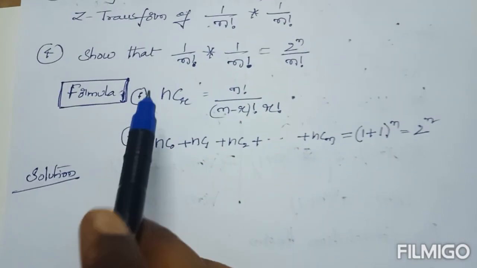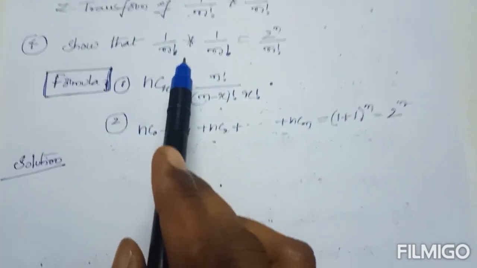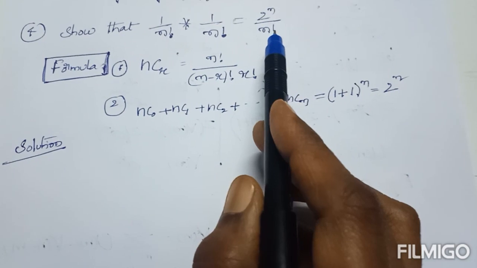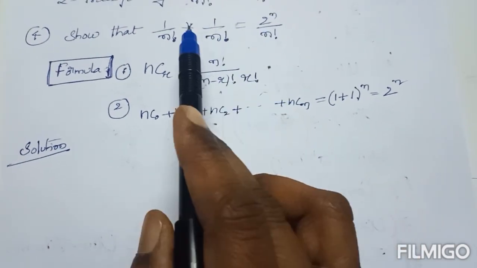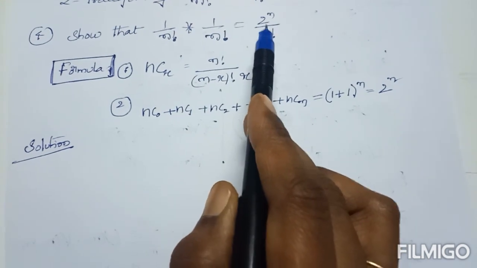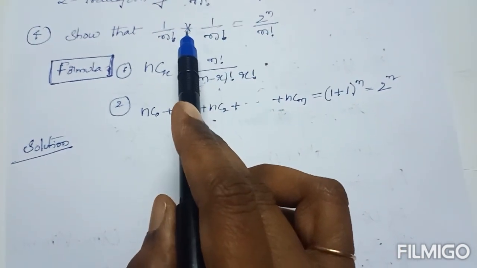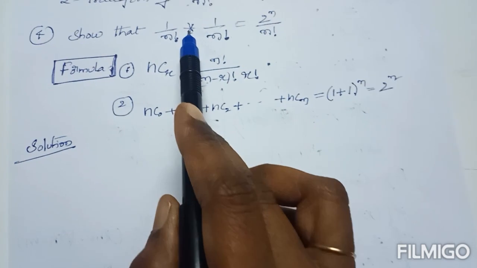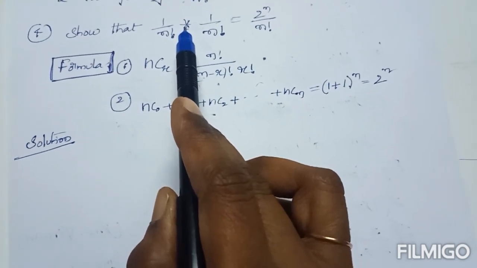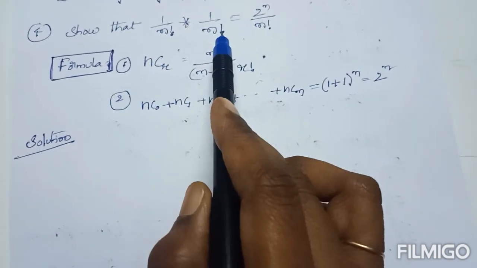Here the next given question is, show that 1 by n factorial star 1 by n factorial equals 2 to the power of n by n factorial. Here the star product is there. So to prove the given result, we have to use the star product related statement. The star product relation is nothing but the convolution theorem statement, which is useful to define the result of this product.